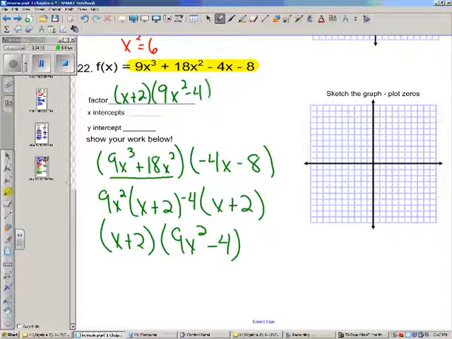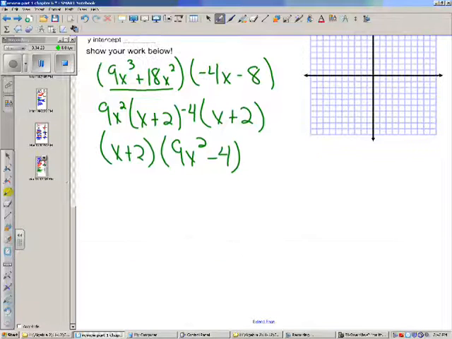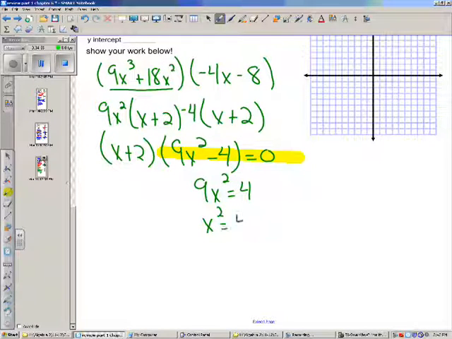And now I'm ready to solve for x. Well, the x plus 2, pretty simple. Get negative 2. Now let's take a look at the 9x squared minus 4. So come down to here, and I'm just going to set this equal to 0. And I'm going to add 4. And then I'm going to divide by 9.